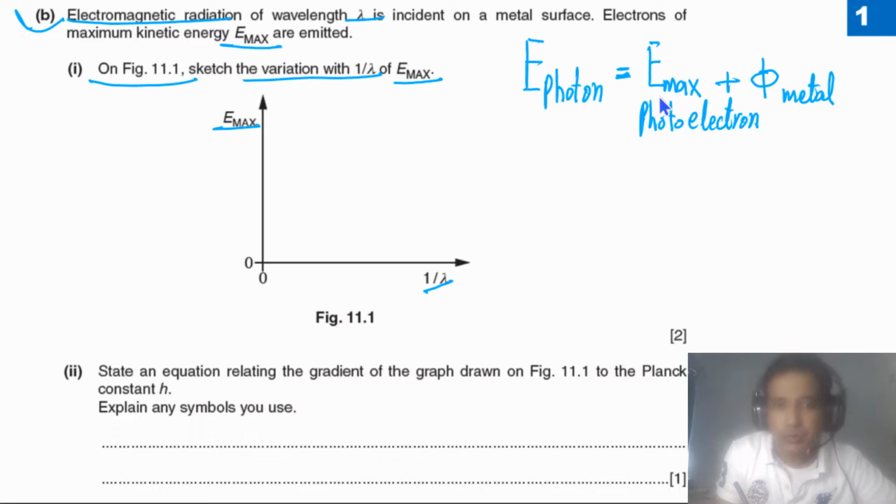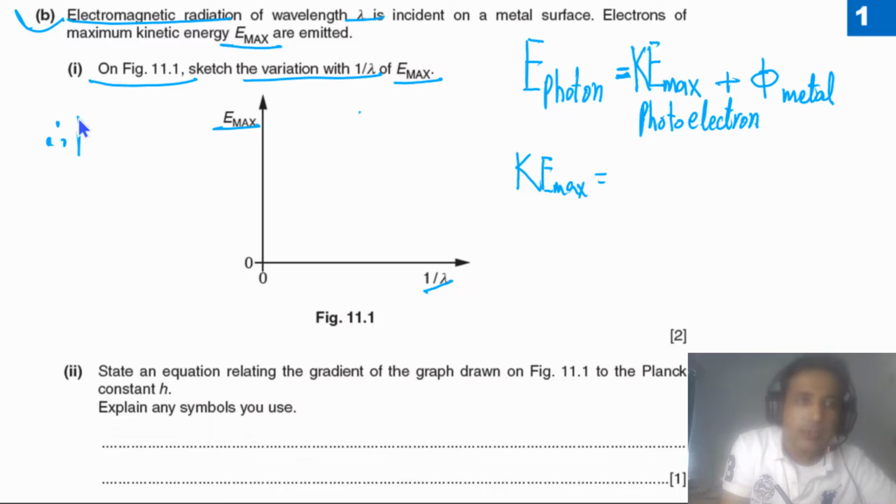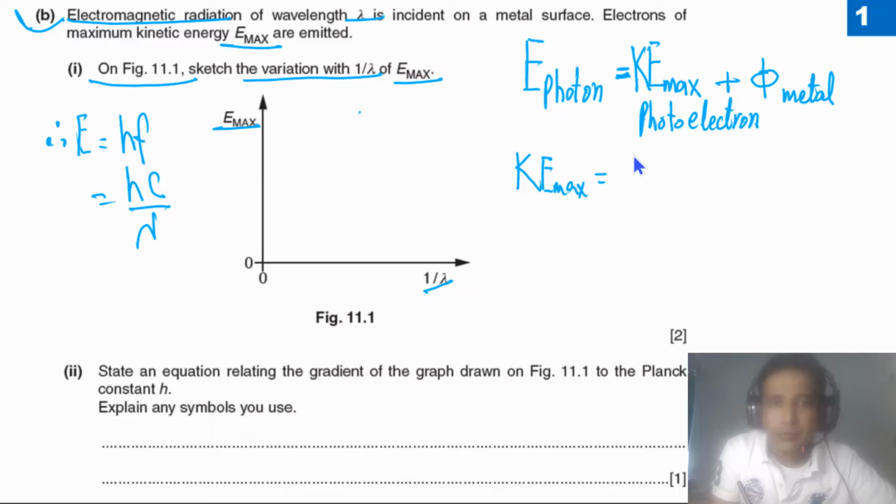Now simply we need to rearrange this one. So this is Emax, so don't get confused with this one. This is kinetic energy maximum. If we rearrange this one, Emax is equal to the energy of the photon, and the energy of the photon is equal to hf, or simply we can say it is equal to hc over lambda. So we can write down here hc over lambda minus the work function of the metal.